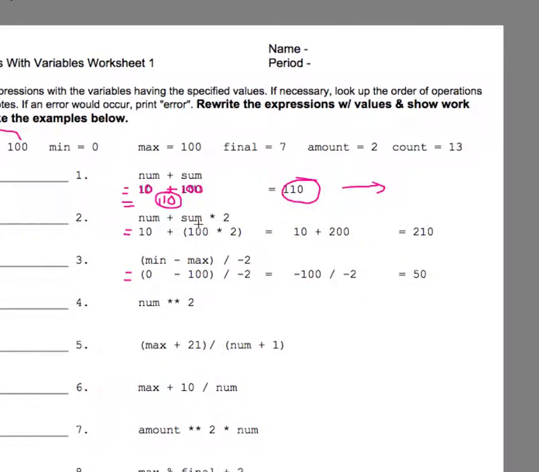Number 2, be sure to follow the order of operations. When you plug the 10 and the 100 in for those two same variables, num and sum, by rewriting the star, meaning multiplication by the way, I added a set of parentheses here just as an internal note to myself that multiplication should be done before addition. That's the Python way.